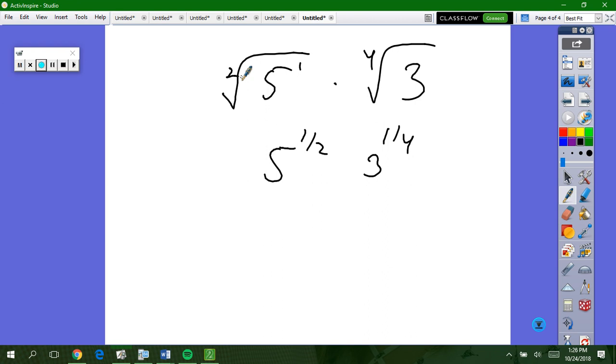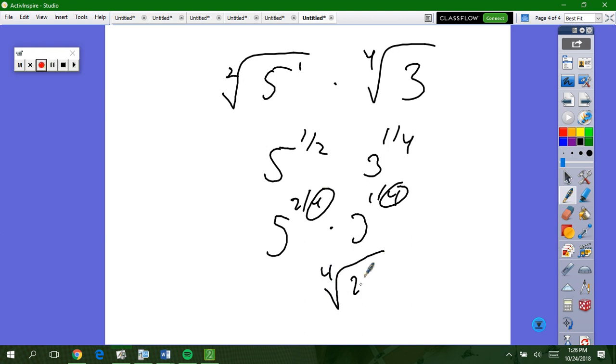Okay. Can a 2 look like a 4? Yeah, so this is just simply 5 to the 2/4 times 3 to the 1/4. Right? Like radicals. So this would be the 4th root of 25 times the 4th root of 3, which is the 4th root of 75.